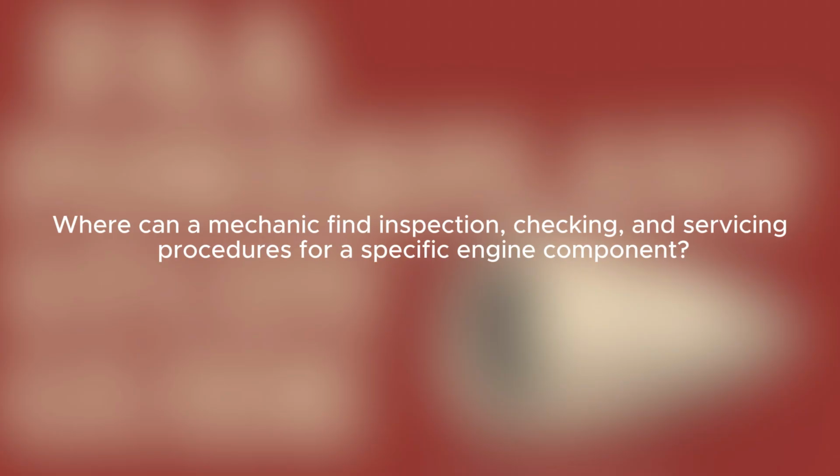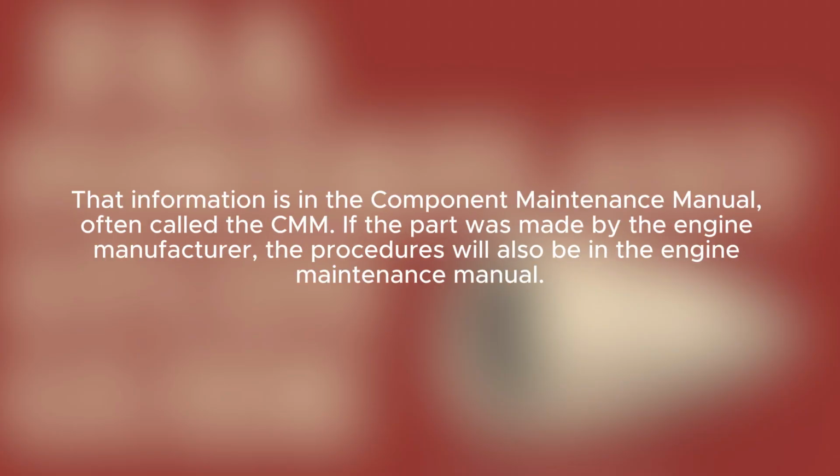Where can a mechanic find inspection, checking, and servicing procedures for a specific engine component? That information is in the component maintenance manual, often called the CMM. If the part was made by the engine manufacturer, the procedures will also be in the engine maintenance manual.